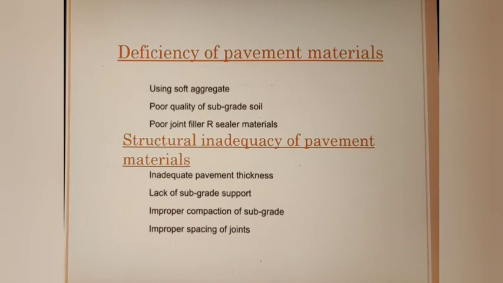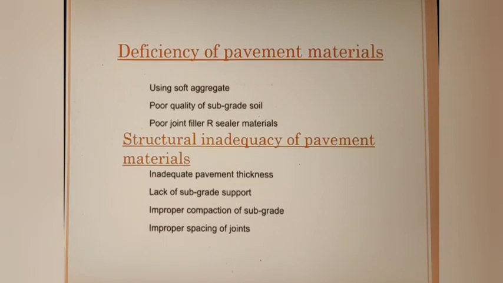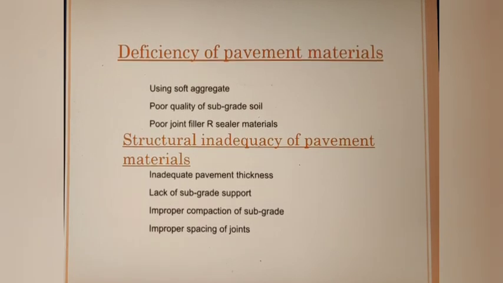Coming to the second part, that is the structural inadequacy of the pavement material. So reasons for this type of failure are, first one, the pavement thickness is not enough to support the external wheel load. Second one, the lack of subgrade support. Third one is the improper compaction of the subgrade soil. And the last reason is the improper spacing of the joint.